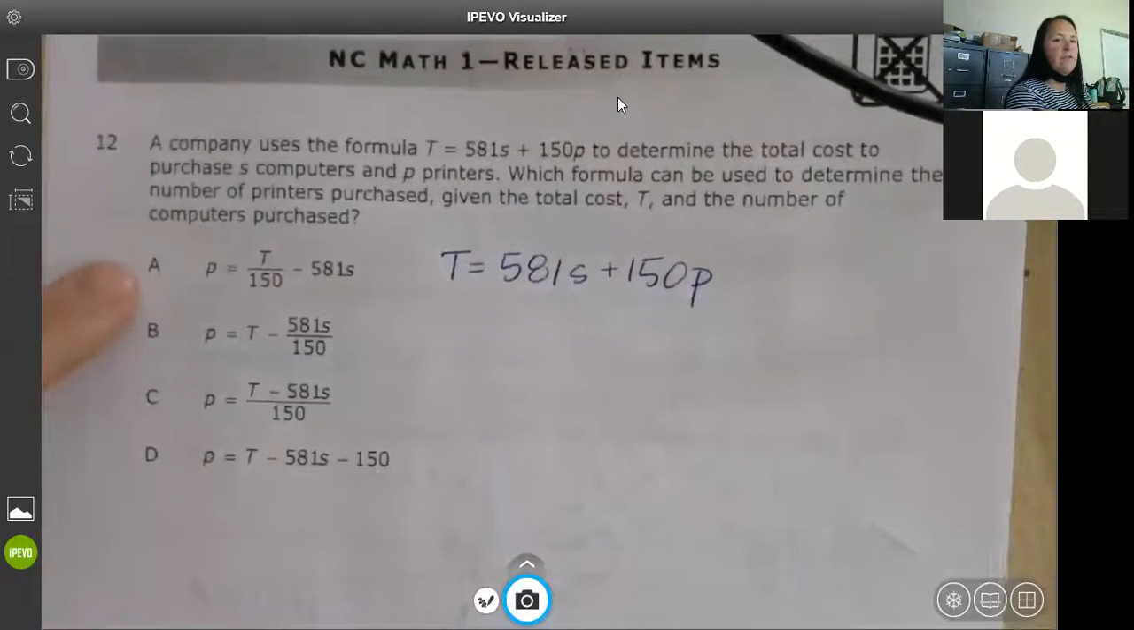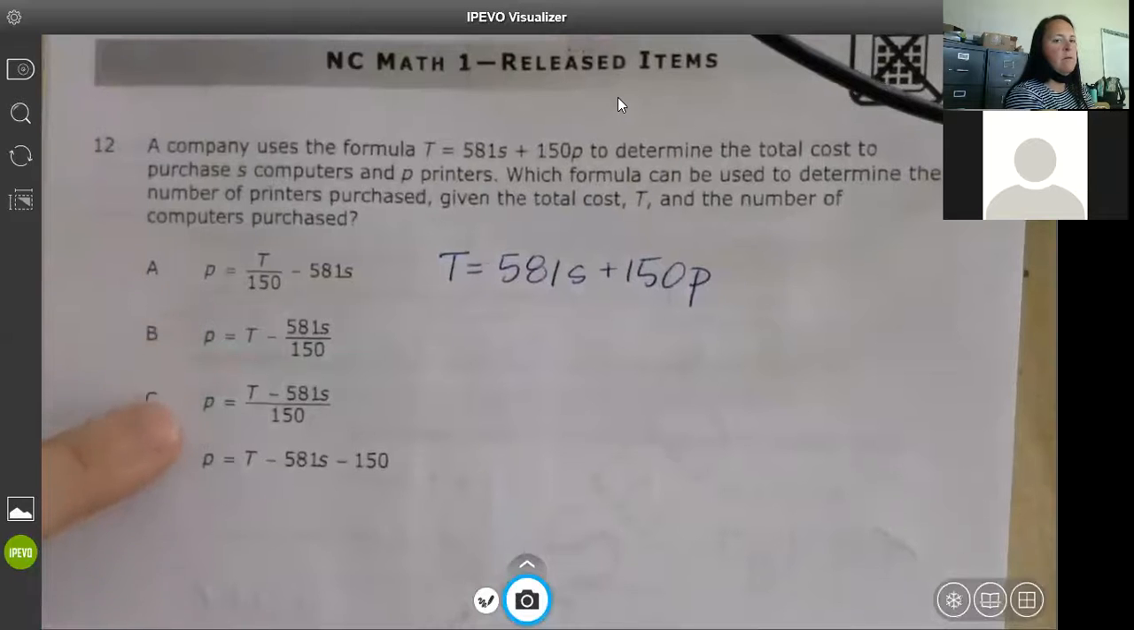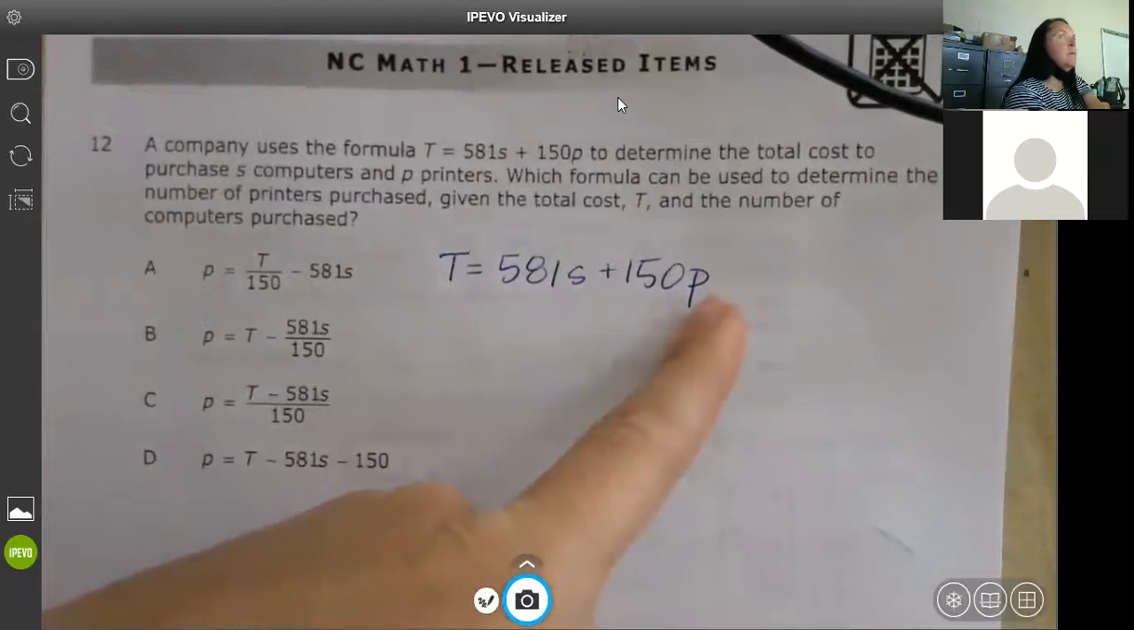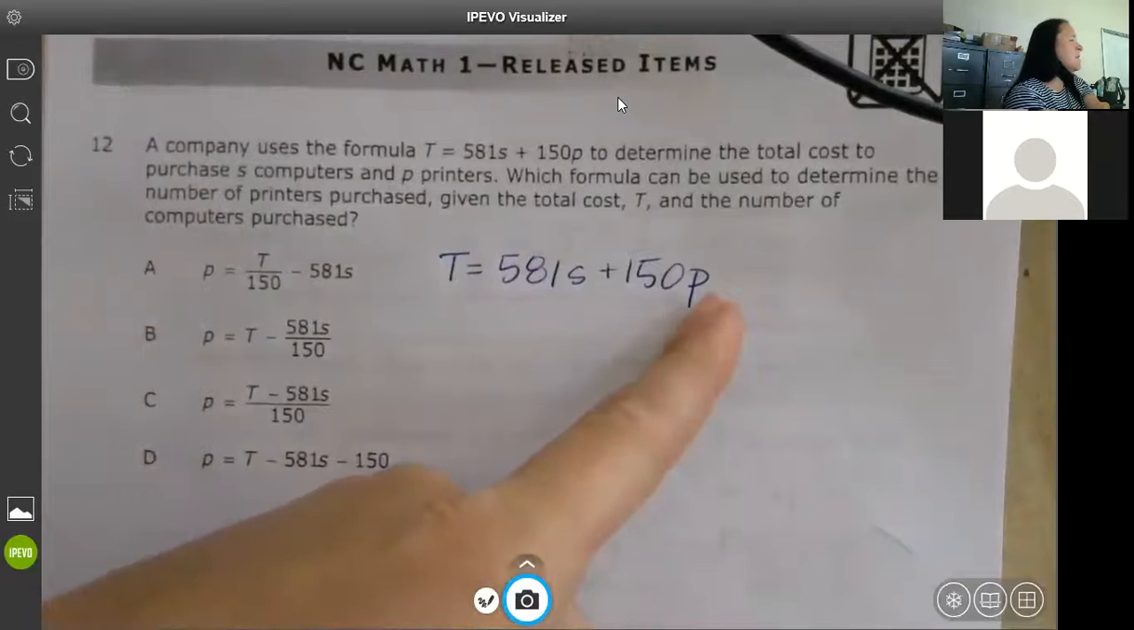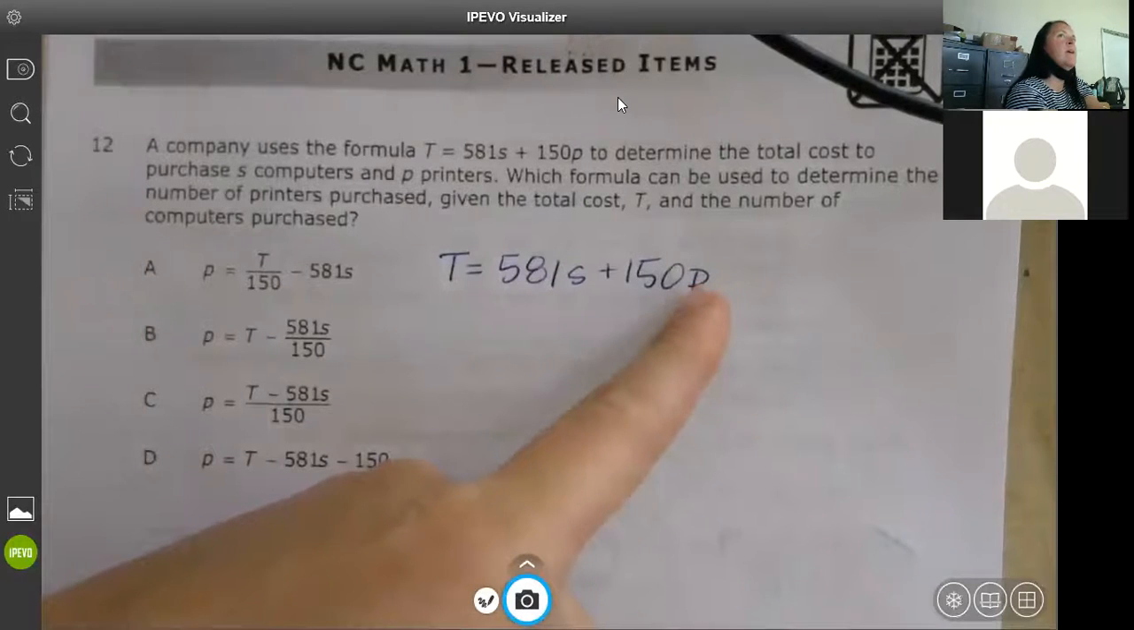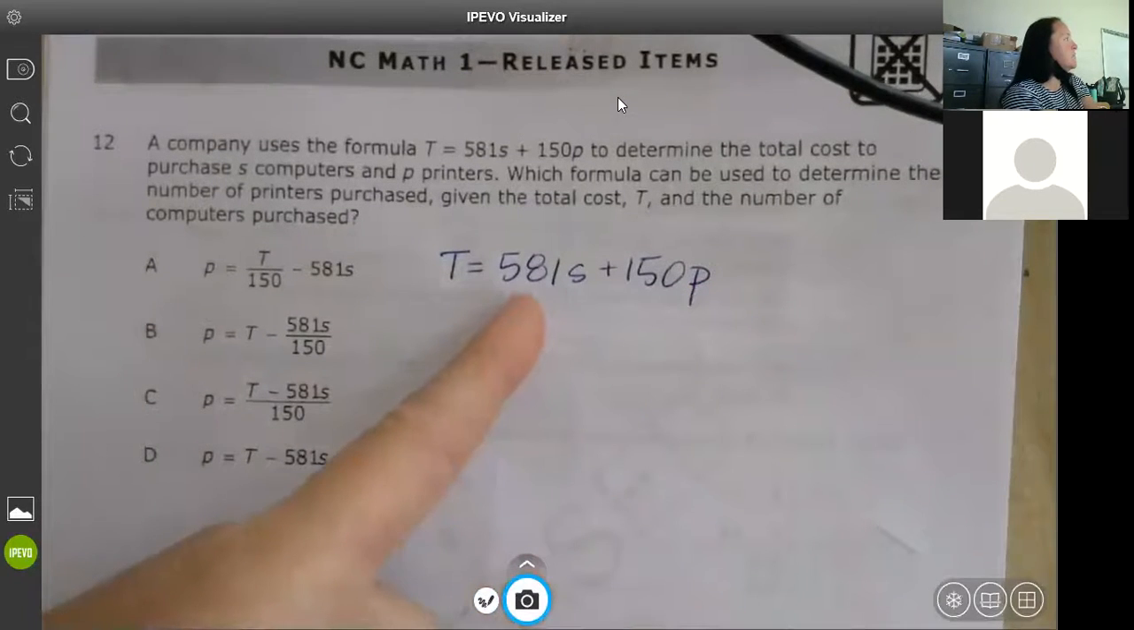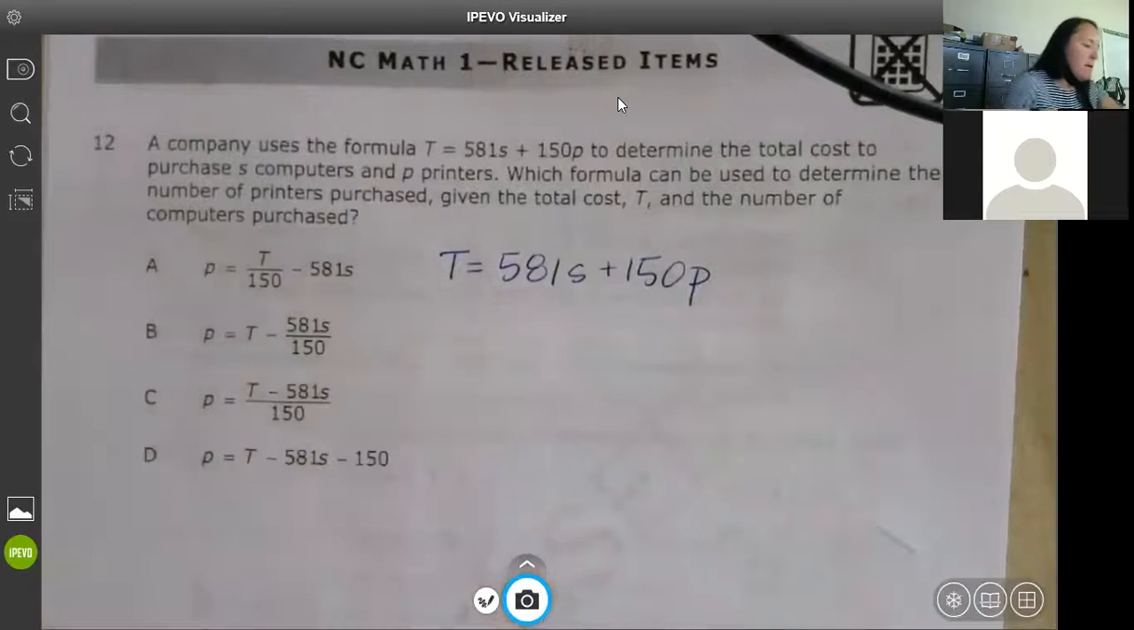So what are we solving for? What do all your answers have? P. So we're solving for P. Listen, don't worry about the S being there. What's on the same side but not with that P? The 581S, right? It's positive. How do I get it to the other side?